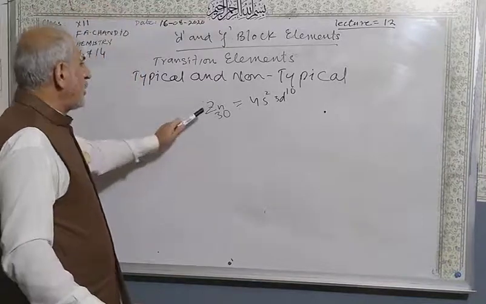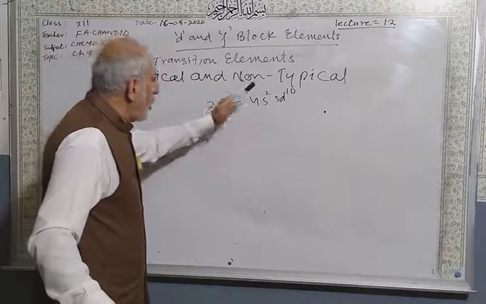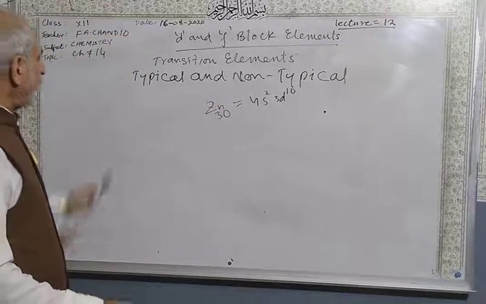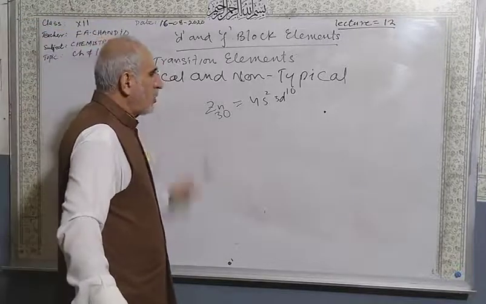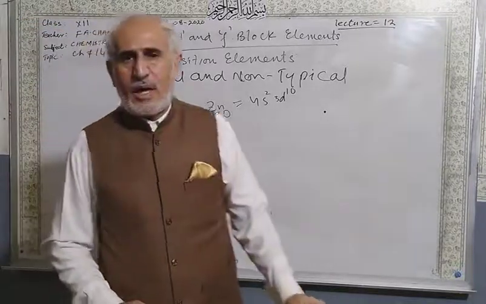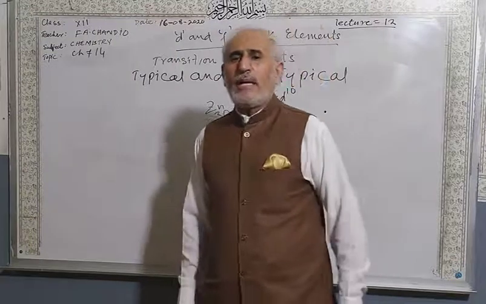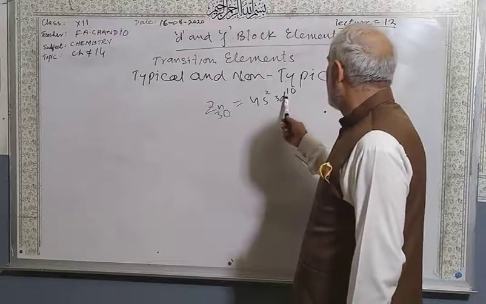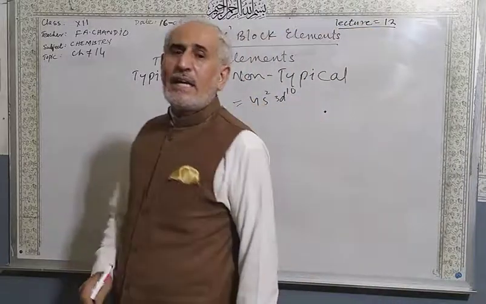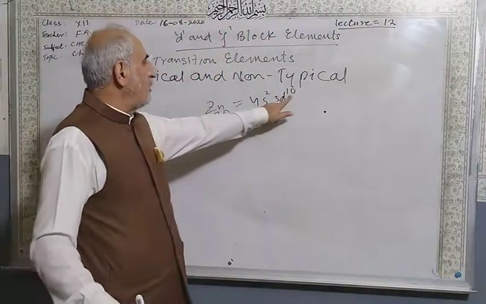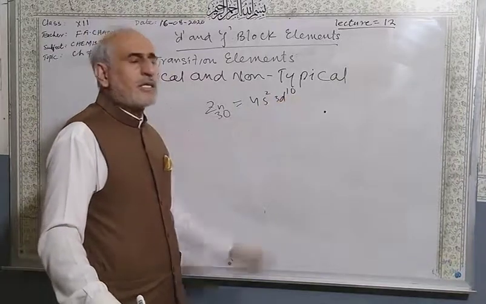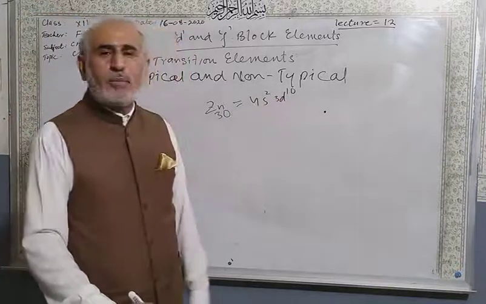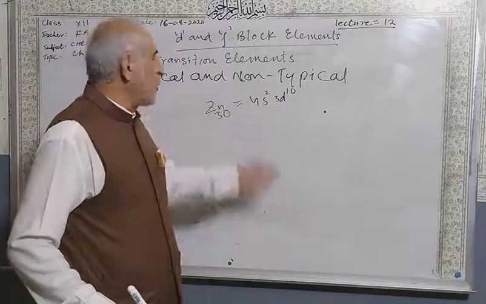So dear students, I told you zinc is a non-typical transition element, because according to the definition of transition elements, the elements which are progressing to complete D or F orbitals, but its D is completed with 10 electrons. See this one: S is complete and D is complete. So this definition does not fit zinc.